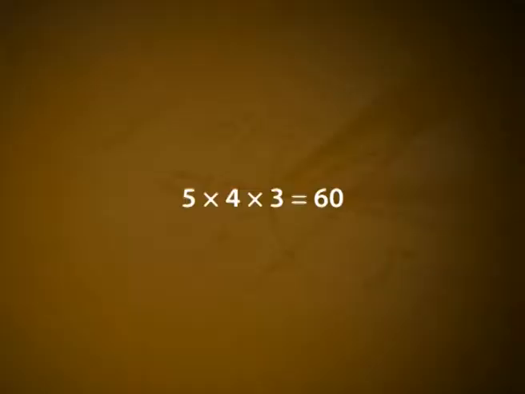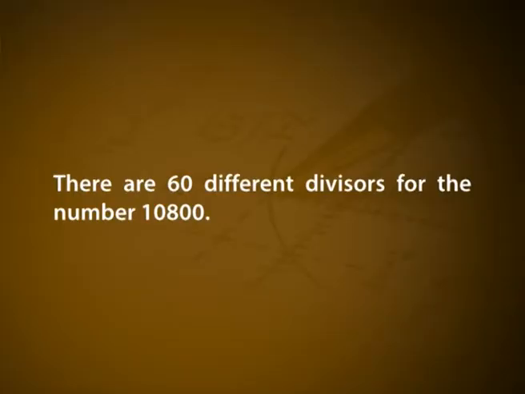This can be done in 5 into 4 into 3 equals 60 ways. So there are 60 different divisors for the number 10,800.